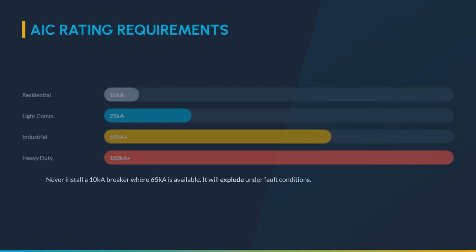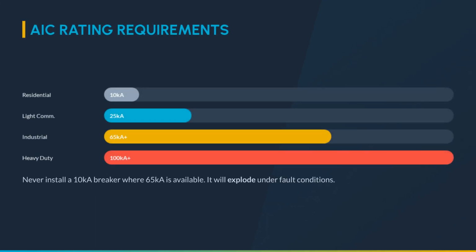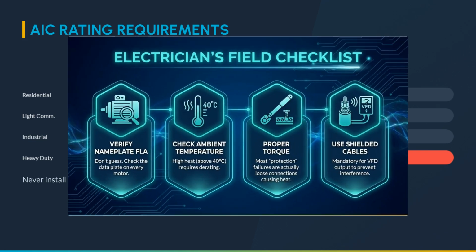AIC rating requirements are crucial for safety. For industrial applications, 65 kA+ is common, and heavy-duty requires 100 kA+. Installing a breaker with an insufficient AIC rating can lead to catastrophic failure under fault conditions.